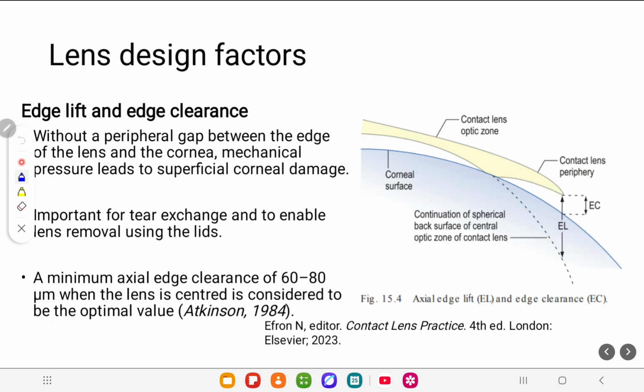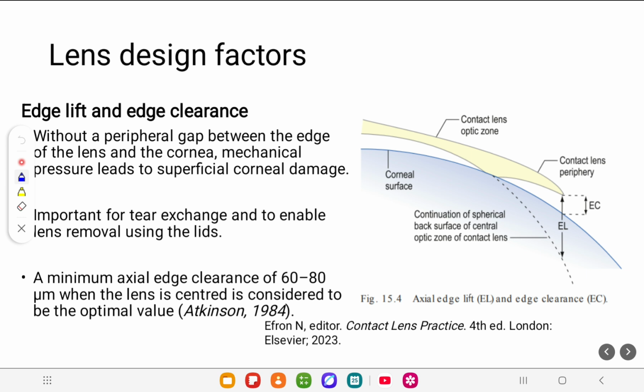So these are two concepts that we have to know, and we have to know them by heart. What is edge lift and what is edge clearance? Later on, in the terminology video, I'll try to make sure that I explain what is axial edge lift and what is radial edge lift. For now, let's move on to edge lift and edge clearance.